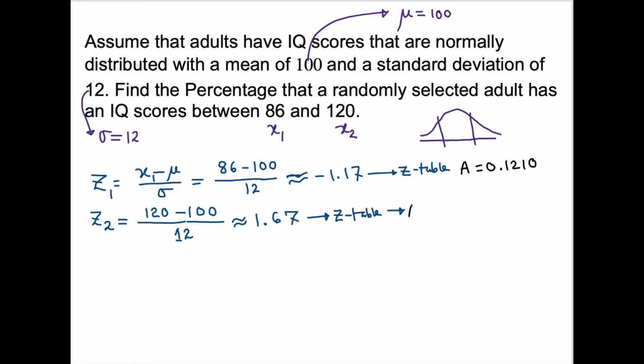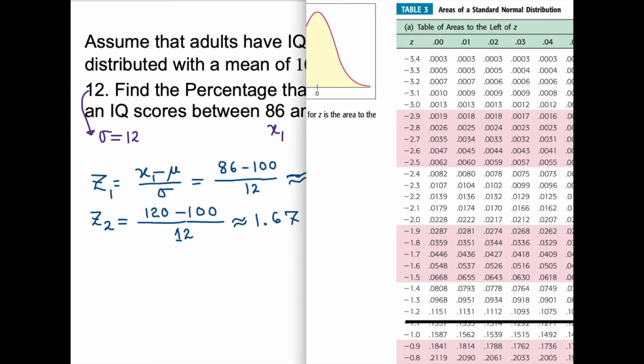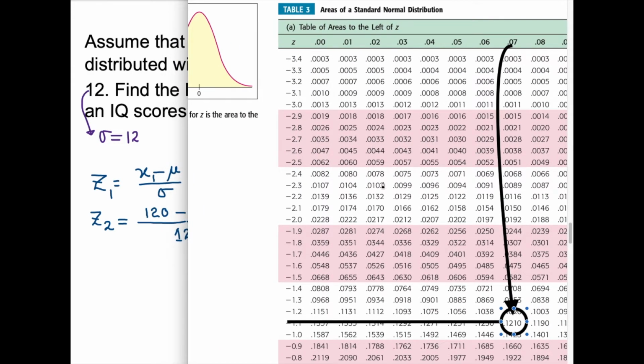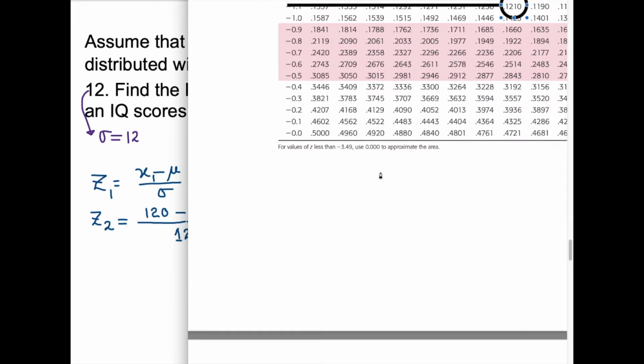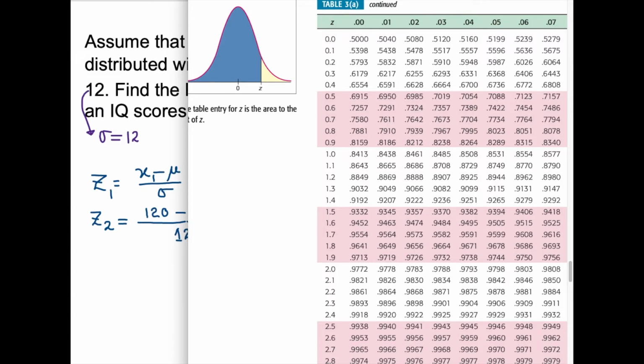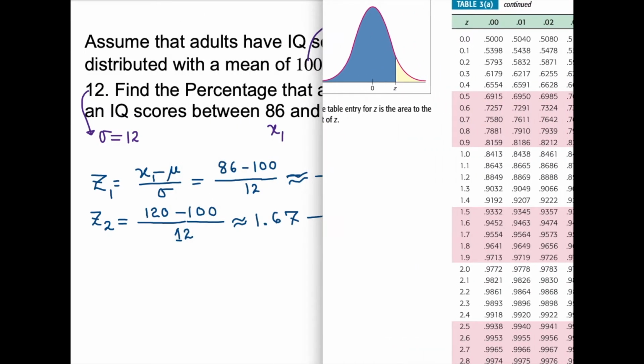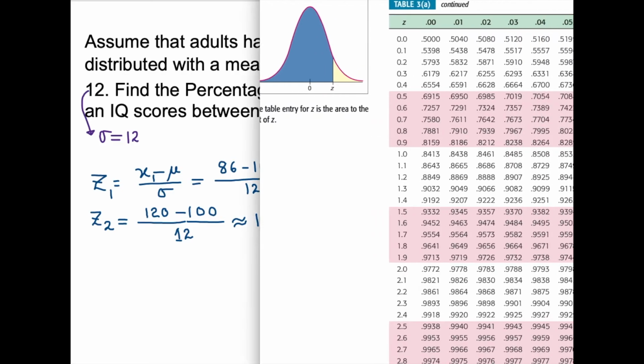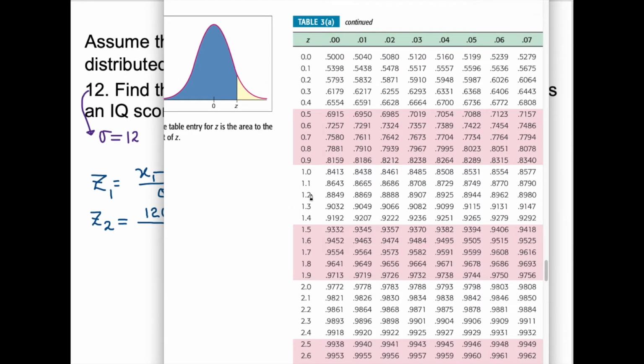Now I'm going to go for the area of the second one, which is 1.67. Again, the same thing. This is positive, so we're going to go to the positive z table. Make sure we know which one we're working on: 1.67. Here you go, 1.6 and 7 is right here.